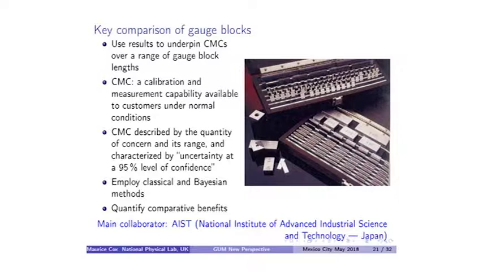Key comparison of gauge blocks. There's a lot of work being done on that, but it's normally using the GUM, the original GUM, but we want to employ the classical GUM method and Bayesian methods to see whether there's any real difference for genuine examples and, if there are benefits, quantify the benefits in the Bayesian approach.